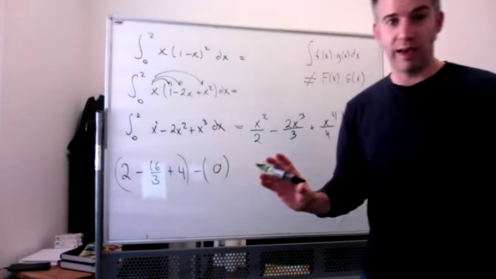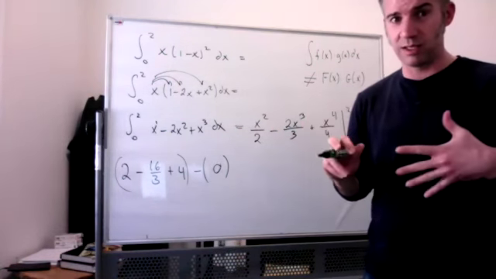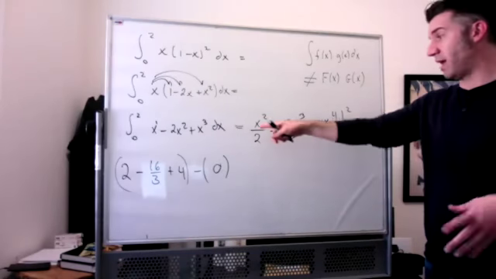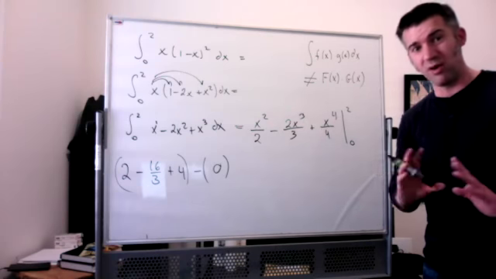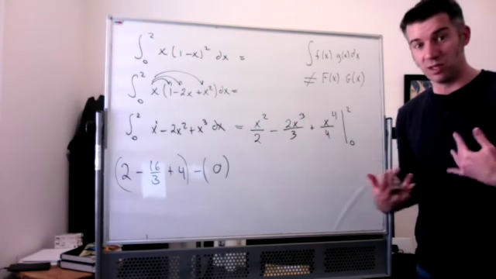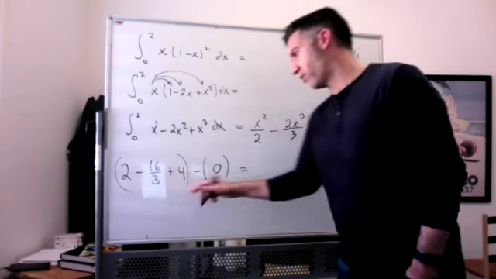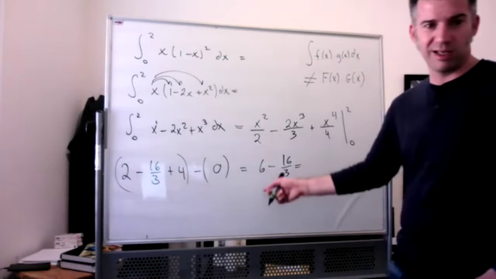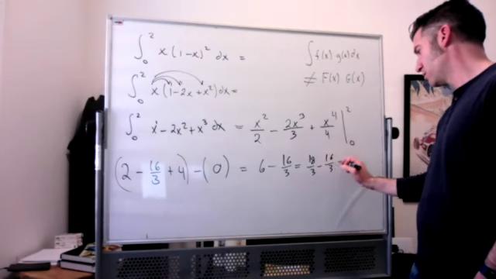But I'll do another example just a minute here to make sure everyone's super on board with this. You don't always get 0 when you plug in 0. You do if it's x to a power, but you don't if it's other types of functions sometimes. So just be aware, 0 doesn't always give you 0 back. So that's going to be 2 plus 4 is 6 minus 16 thirds. So 6 is 18 thirds minus 16 thirds. So 2 thirds.